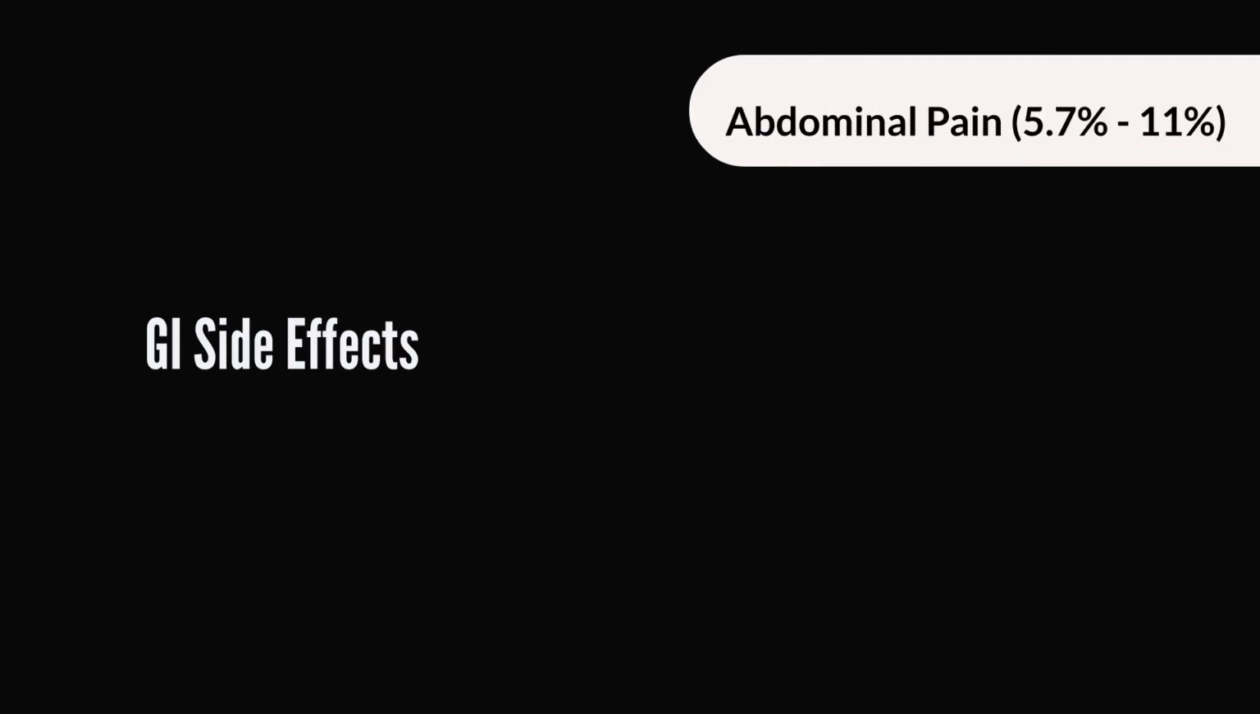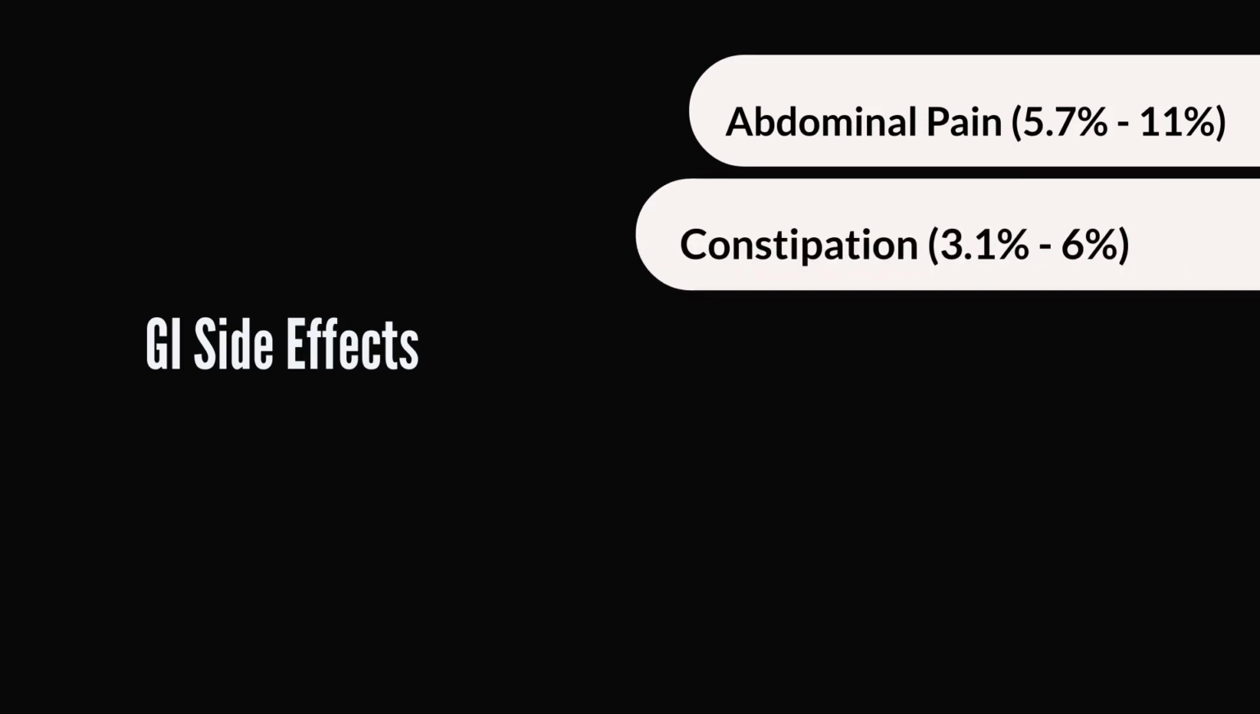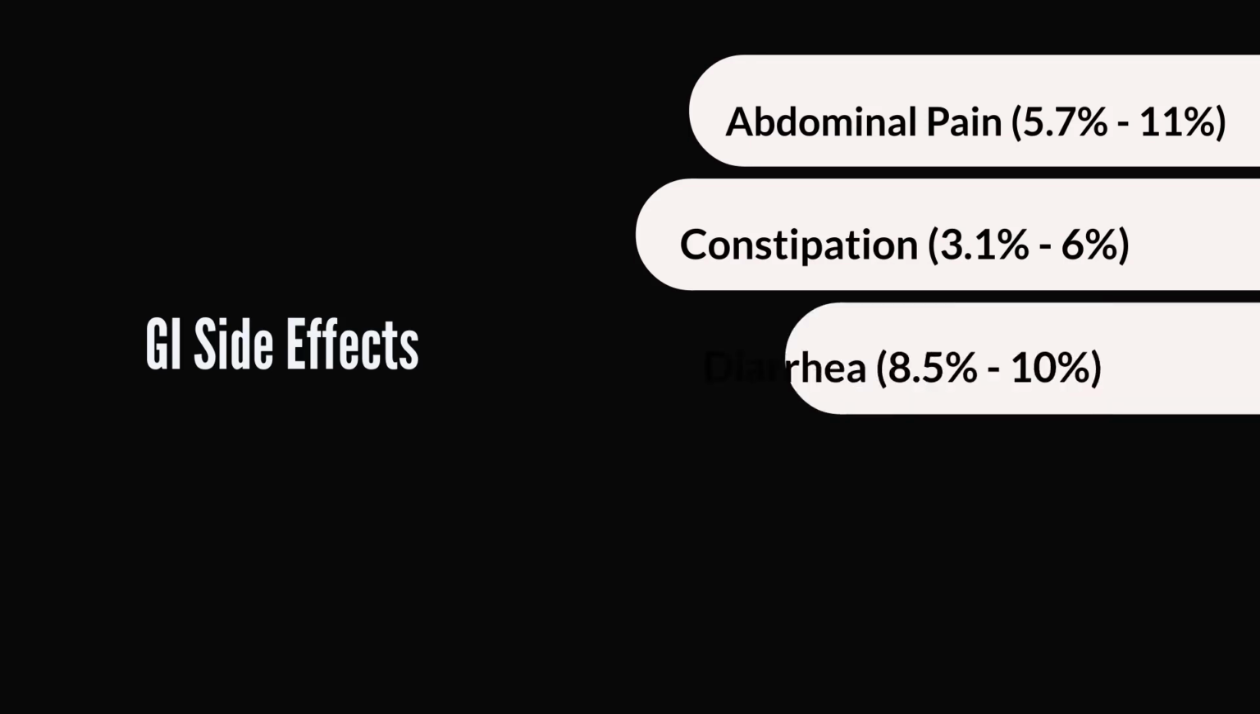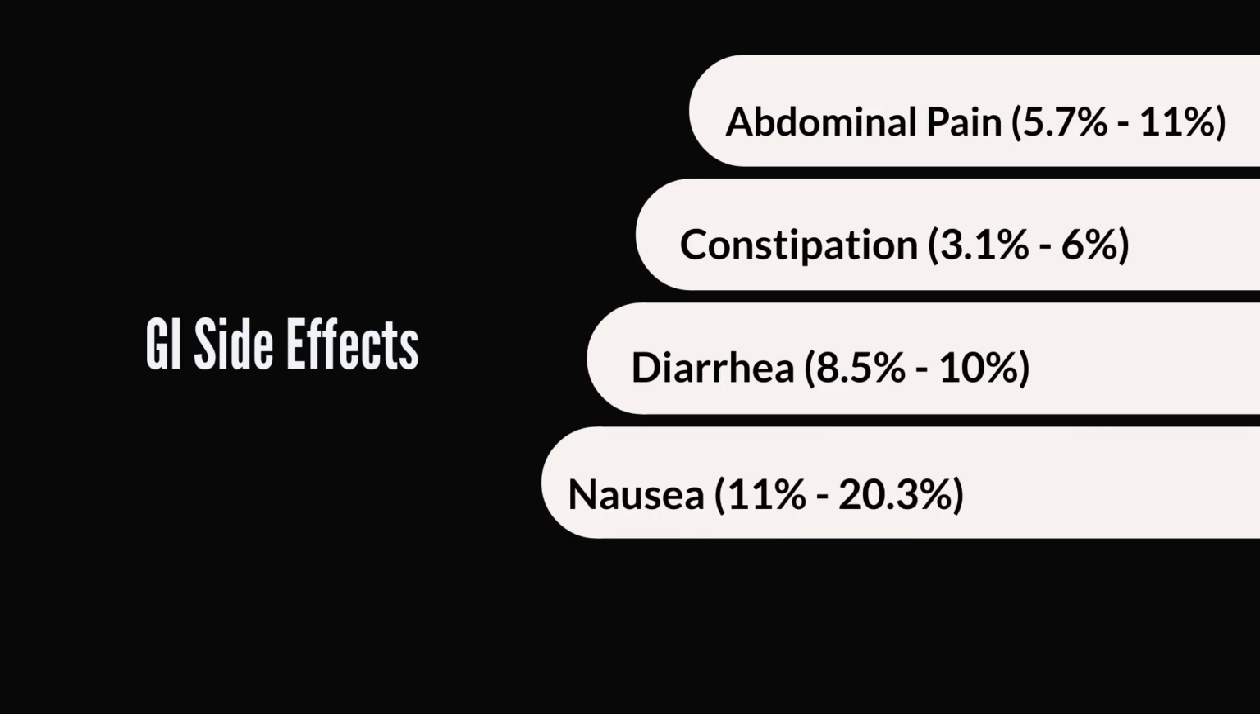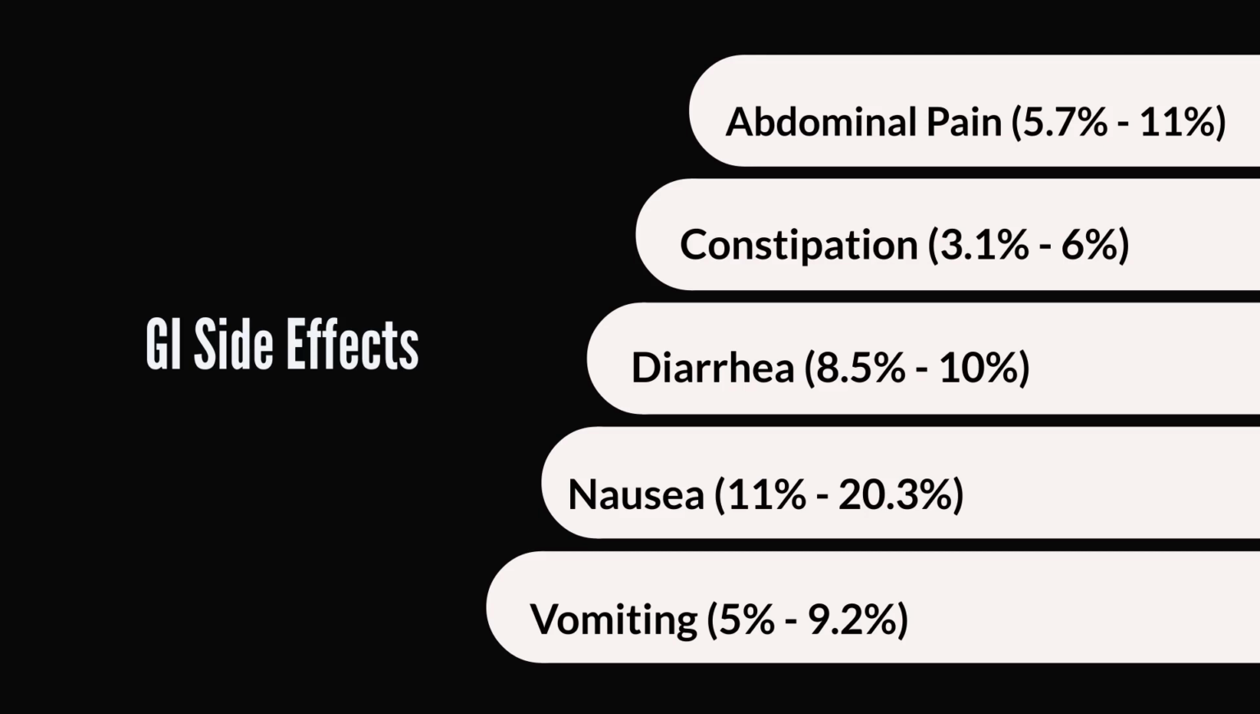The other reported side effects are primarily gastrointestinal. Abdominal pain has been reported in about 5.7 to 11% of the population. Constipation, about 3.1% to 6%. Diarrhea, about 8.5 to 10%. Nausea, in about 11% to 20.3%. And vomiting, about 5% to 9.2%.